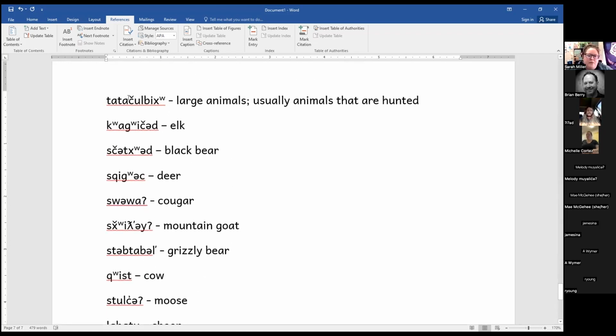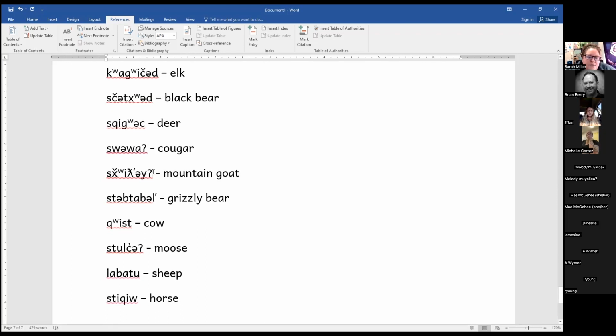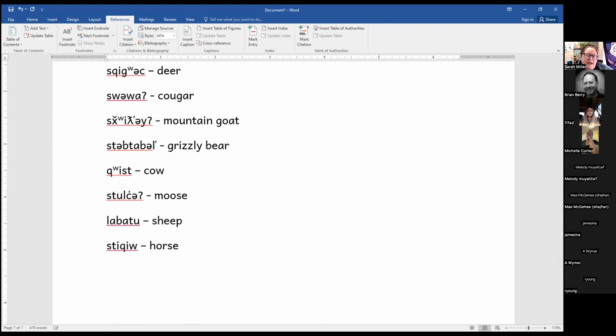So for our tata cholbiu, quagwichud, schutwud. Make sure you're making that sound. Skagwuts. You got a G raised W, so you're going to be blowing out when you're making that sound. Skagwuts. Swawat. Squeak-ite. Stubtobble. Puist. Stolta. Labato. And stipeu.